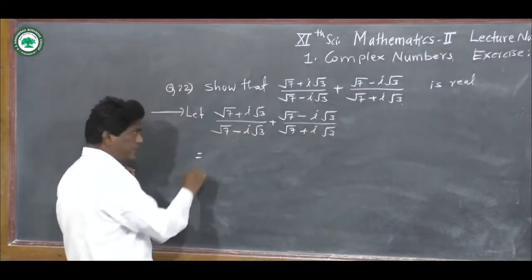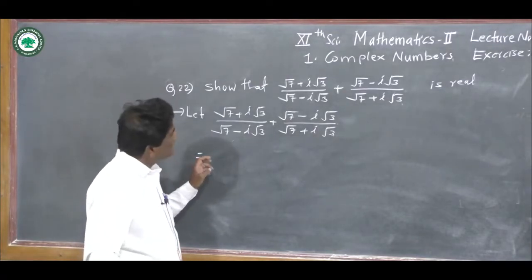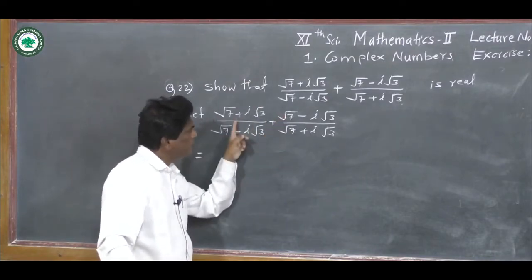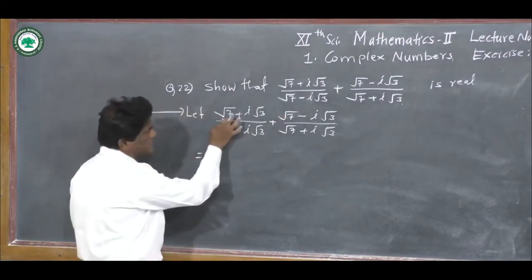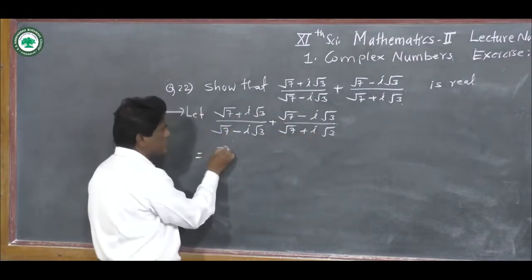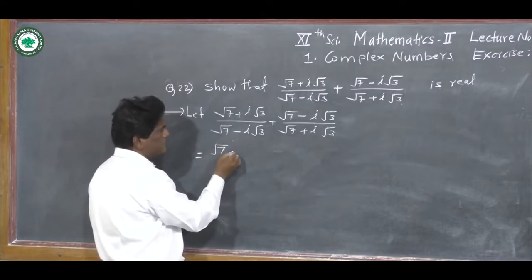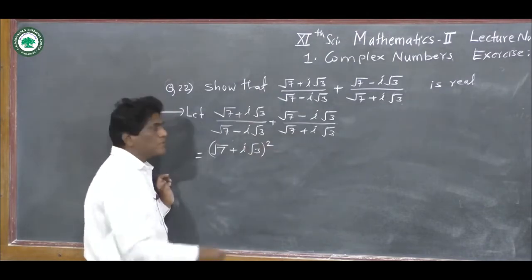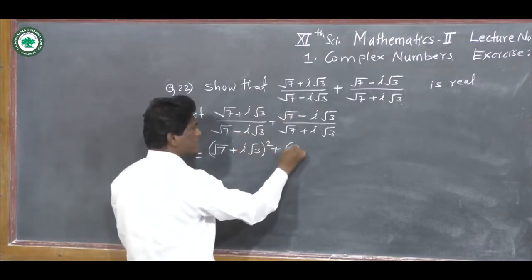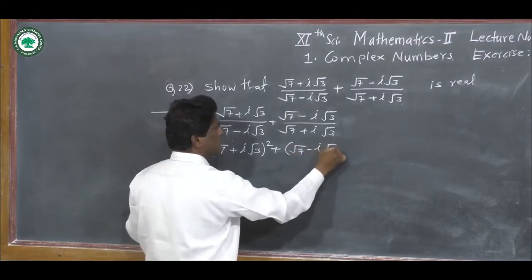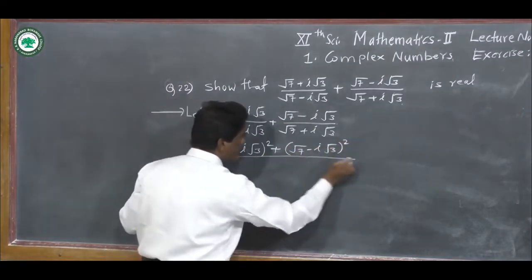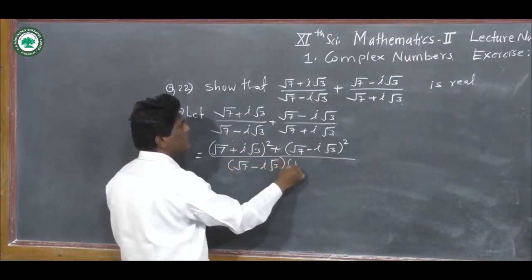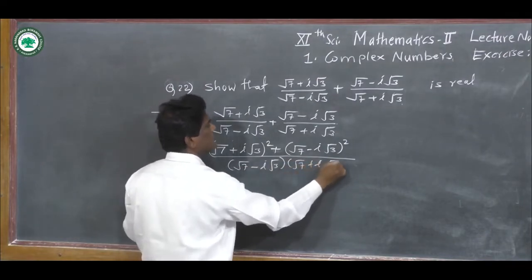Now we have to take the addition of these two rational parts. Here take the product of these two plus product of these two divided by product of these two. That means we write here (√7 + i√3) into (√7 + i√3), so bracket square, plus product of these two, that is (√7 − i√3) bracket square, divided by product of these two, that is (√7 − i√3)(√7 + i√3).